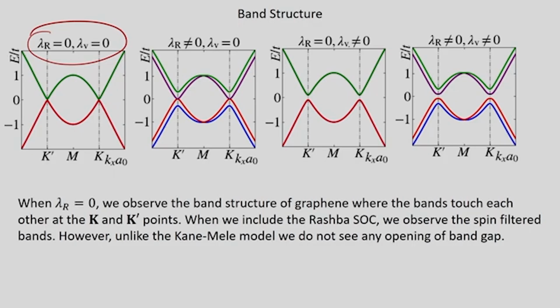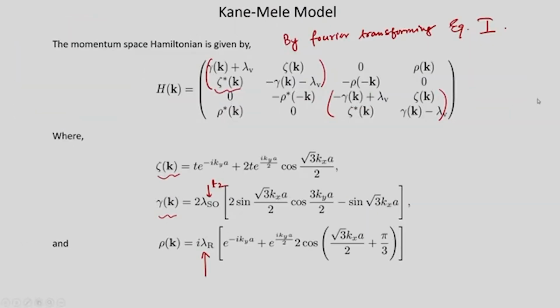When you put lambda V equal to 0 but lambda R not equal to 0, a trivial gap opens up at the Dirac points, which is a known result. Now if you have both not equal to 0, that's the Rashba term as well as the Semenov term, there is a gap as well as spin split bands. This is exactly what is written there. So these are numerical calculations emerging out of this Hamiltonian.